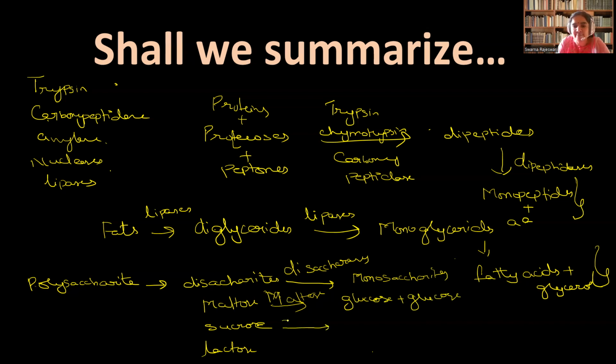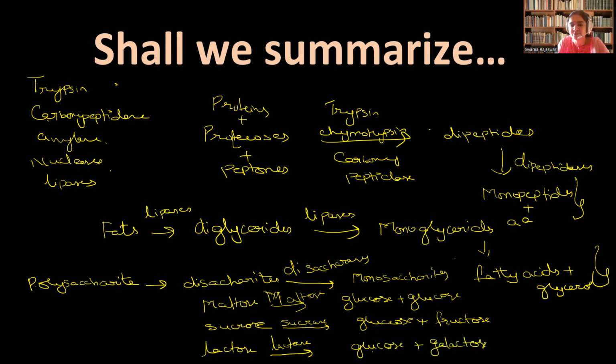Then sucrose is acted upon by sucrase and is converted into glucose and fructose. Why? Because sucrose is a disaccharide which contains glucose and fructose components. So when sucrase acts on sucrose, it is broken down into two monosaccharides, glucose as well as fructose. Now coming to lactose. Lactose is acted upon by lactase and is converted into glucose and galactose. These are also monosaccharides. Glucose and galactose are monosaccharides and lactose is a disaccharide. So at last, all the disaccharides are converted into monosaccharides.